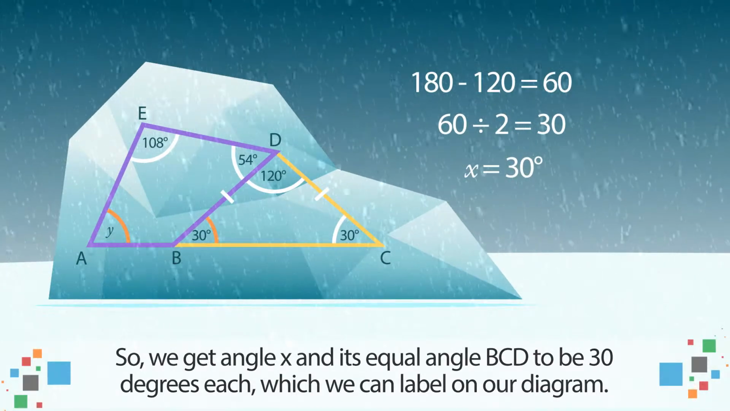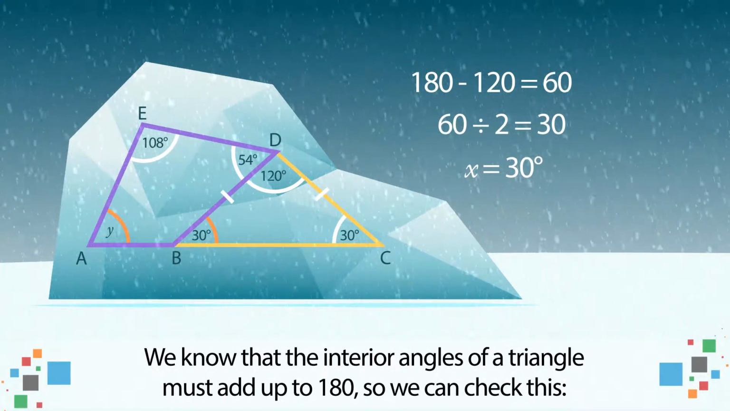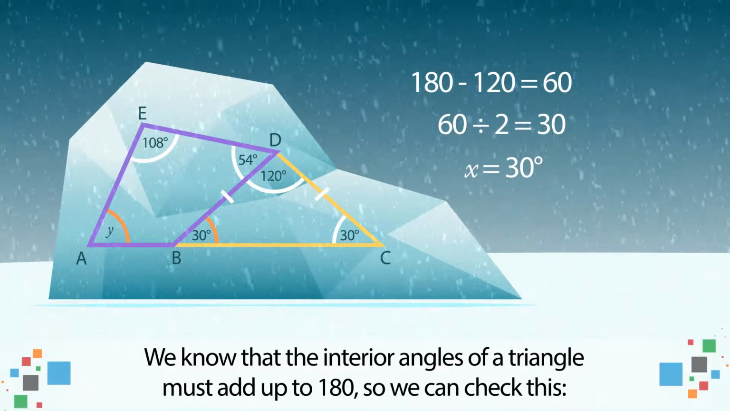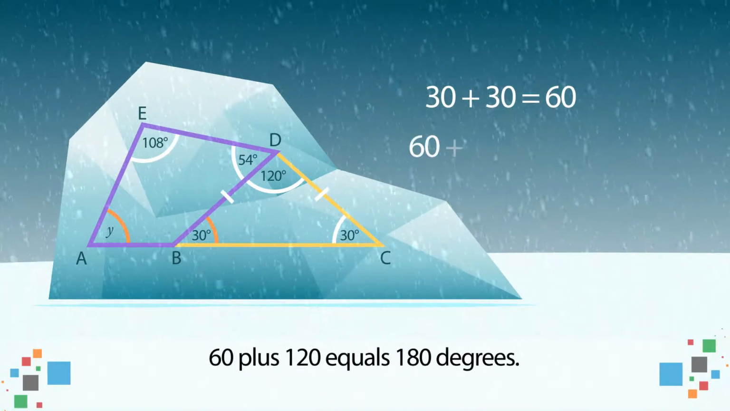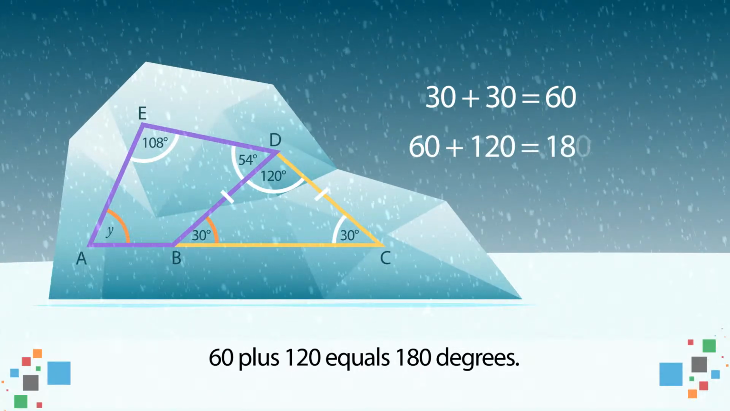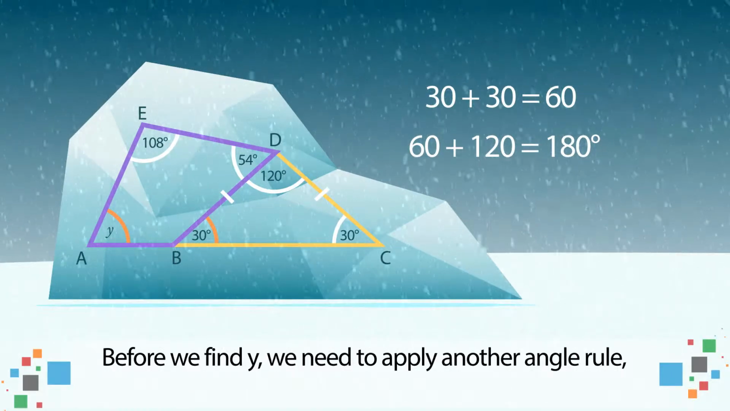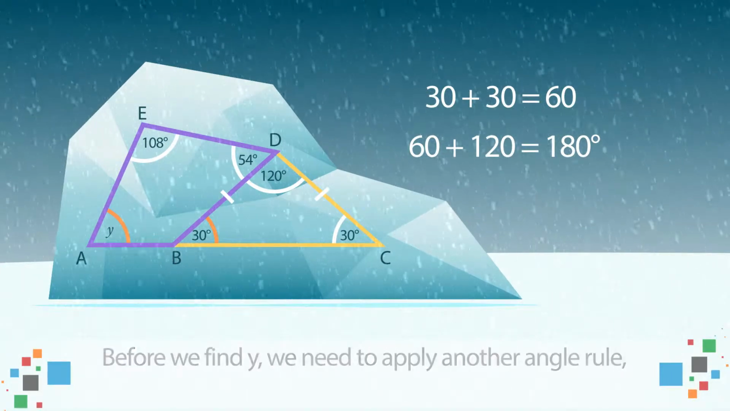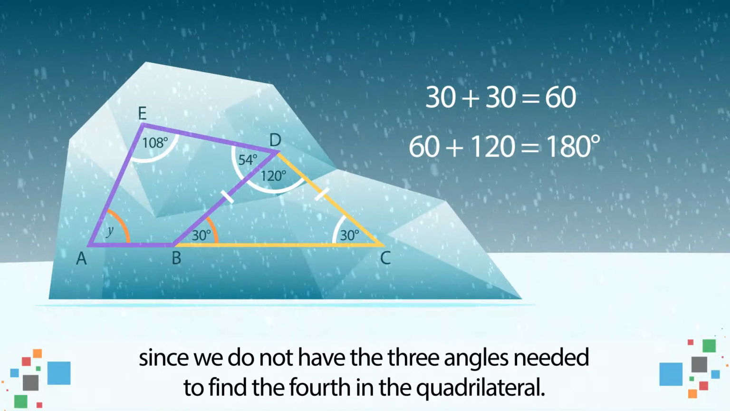We know that the interior angles of a triangle must add up to 180, so we can check this. 30 plus 30 is 60. 60 plus 120 equals 180 degrees. Before we find y, we need to apply another angle rule, since we do not have the three angles needed to find the fourth in the quadrilateral.